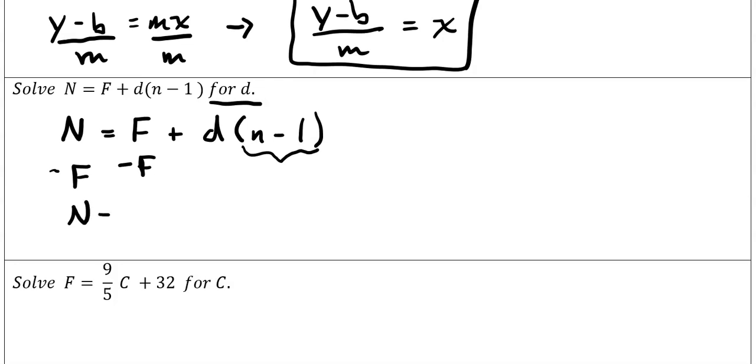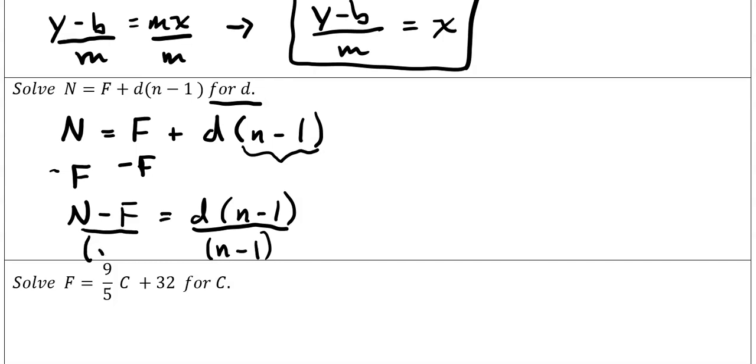So now we're left with n minus f is equal to d times n minus 1. And just like when we have a number multiplying our variable, we're going to use the multiplication property of equality and divide by n minus 1. On the right-hand side, these two expressions in the parentheses will cancel out that n minus 1. So we're left with capital N minus f divided by parentheses lowercase n minus 1 is equal to d.